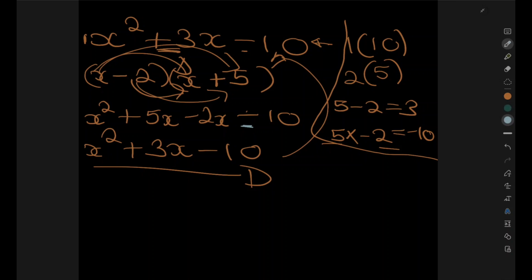It was a negative, so we know that when we're drawing our skeleton here, both brackets have to have different signs. Okay, let's look at another example.